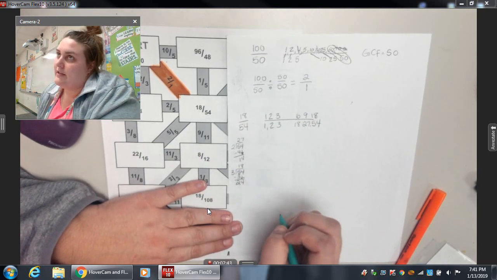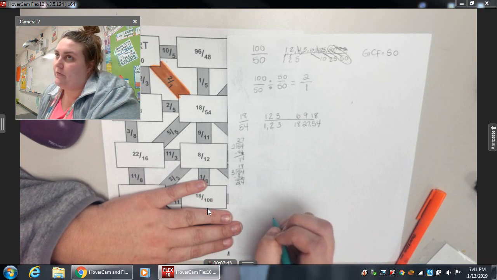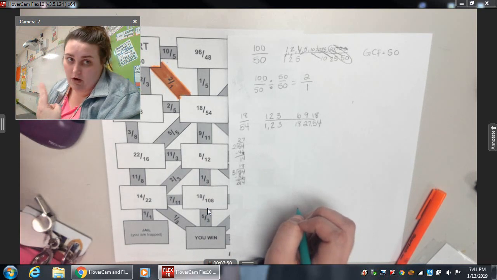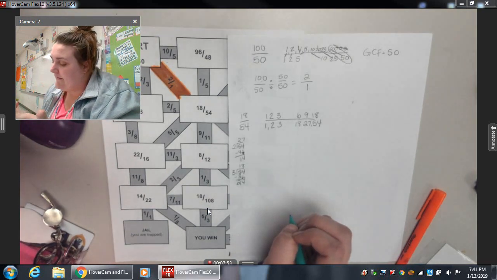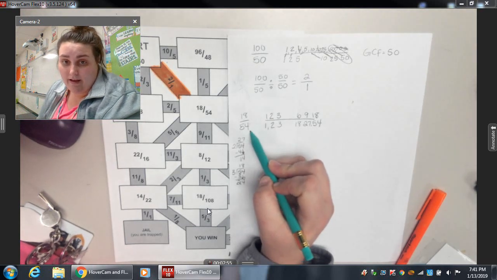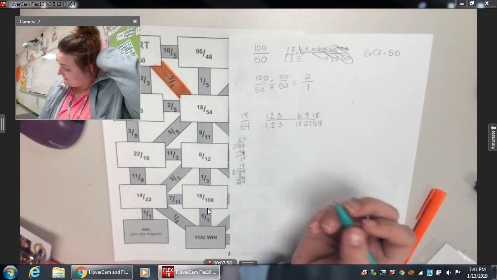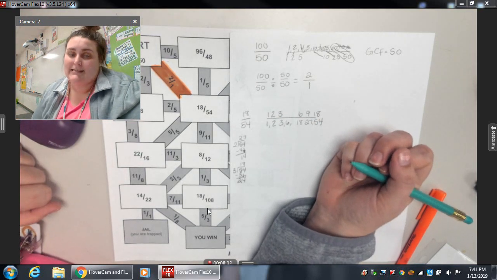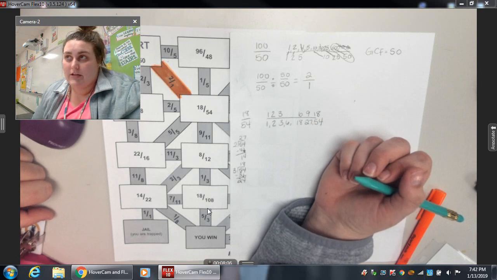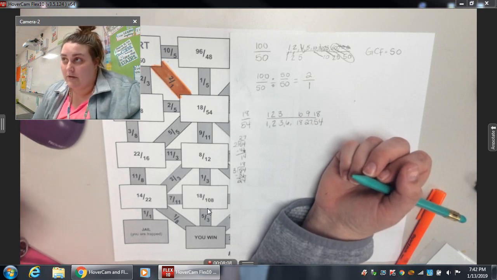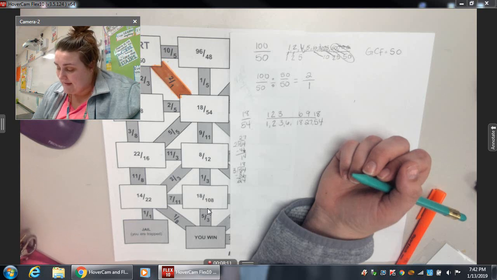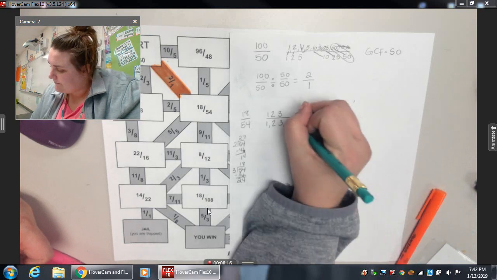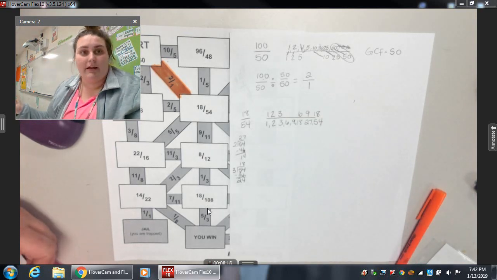Then can I get there by 4s? Whew. Okay, so I know 4 times 10 is 40. 44, 48, 52. No, can't get there by 4s. Can I get there by 5s? No, because it doesn't end in a 0 or a 5. Can I get there by 6? Yes. Do you know how I know that? Because I know my 6s. 6 times 6 is 36. 6 times 7 is 42. 6 times 8 is 48. 6 times 9 is 54. Bam. All done. Ooh, that's a lot of factors.